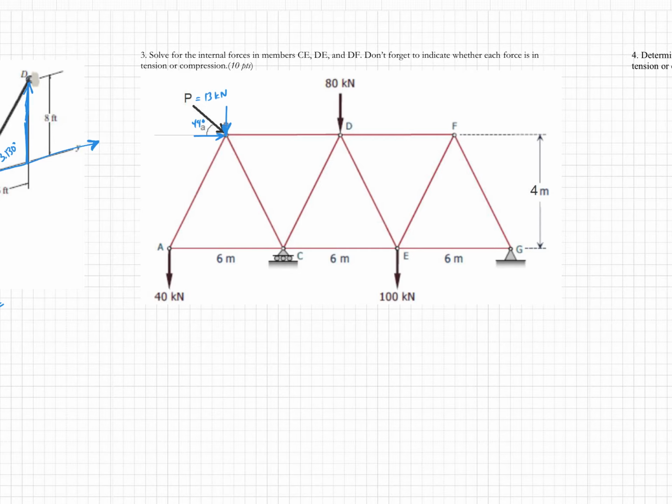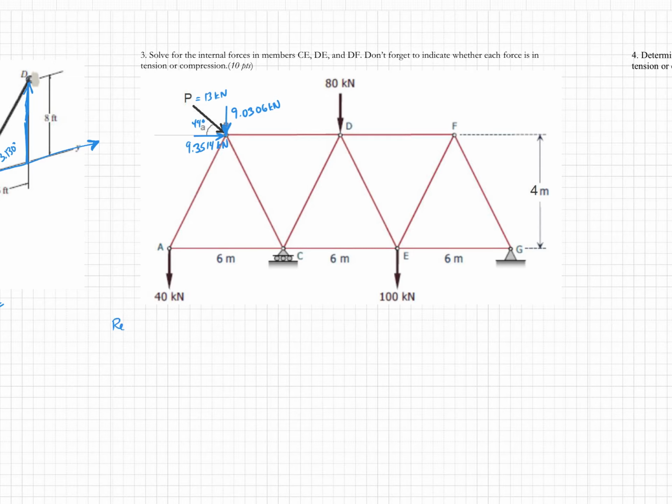So if we split this, I got 13 sine 44, which comes to 9.0306 kilonewtons. Okay, that's a lot of sig figs. And then this side, which will be 13 cosine of 44, which is 9.3514 kilonewtons. Okay? All right, so the first thing we need to do here is I need to go ahead and get my external reactions.